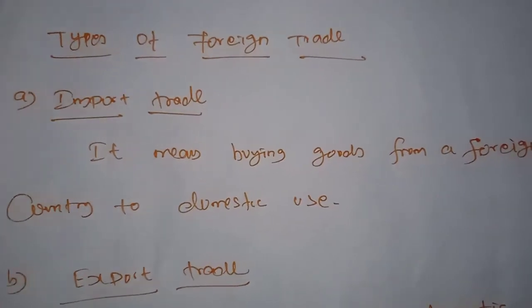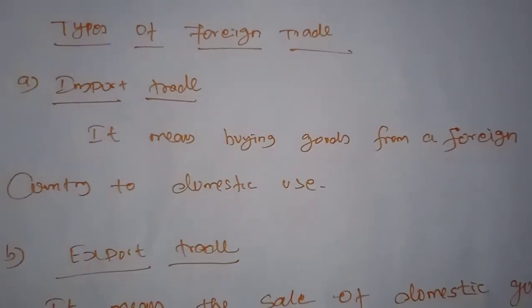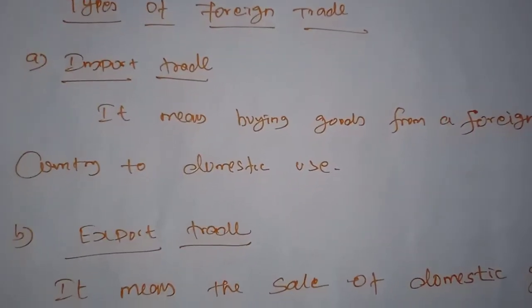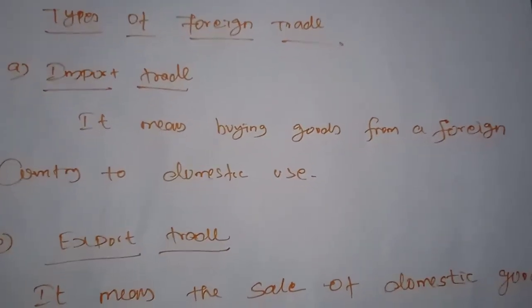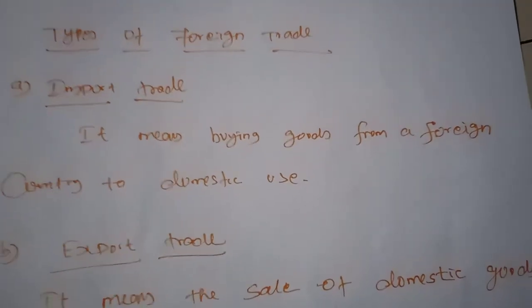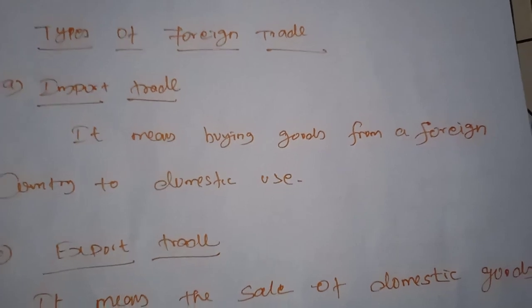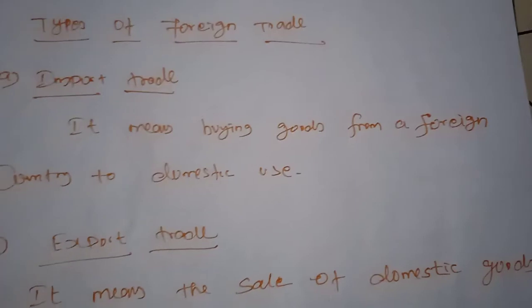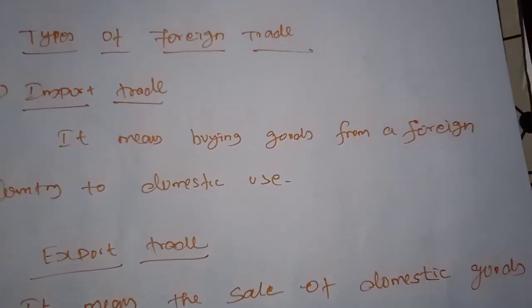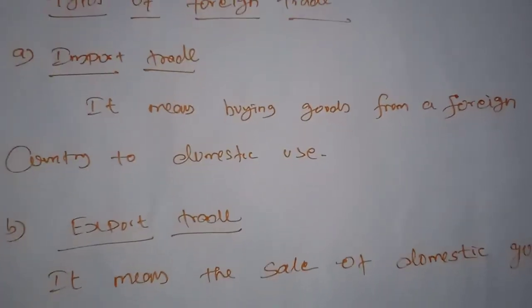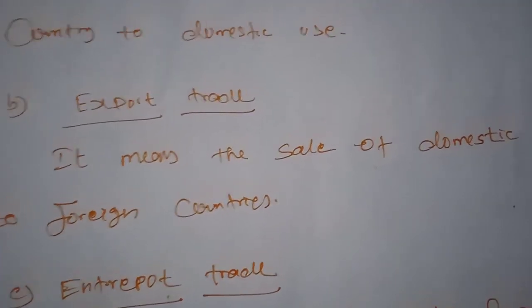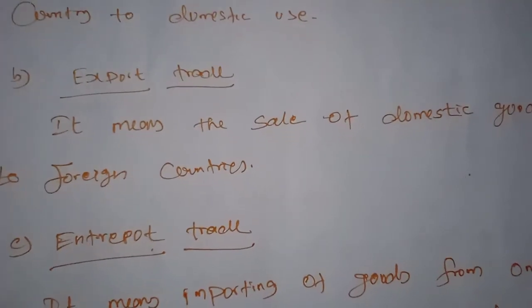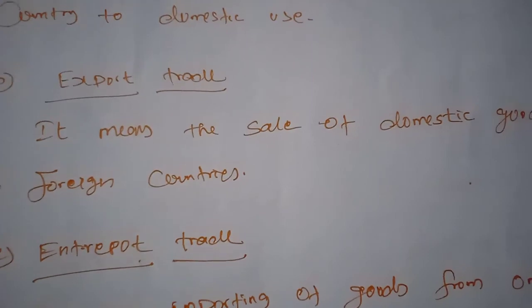Foreign trade can also be classified into three types. The first is import trade, the export trade and the entrepot trade. We have already studied import and export. Import trade means buying goods from a foreign country for domestic use. In our home country, if we have insufficient goods and services, we will need to import goods and services from a foreign country. So buying goods from a foreign country for domestic use is considered import trade. Next, the export trade means the sale of domestic goods to foreign countries. For the demand of foreign countries, if you are exporting goods and services to other nations, it is considered export trade.